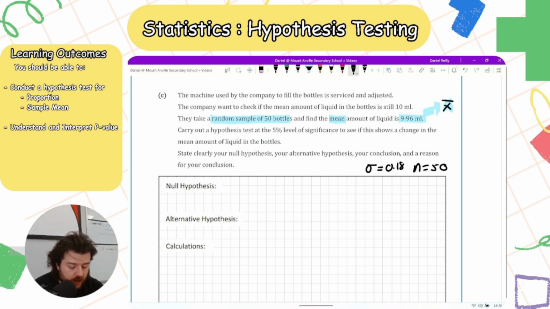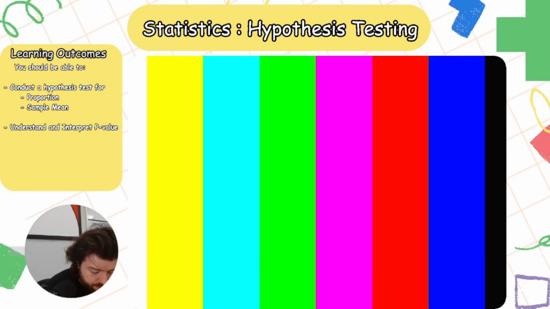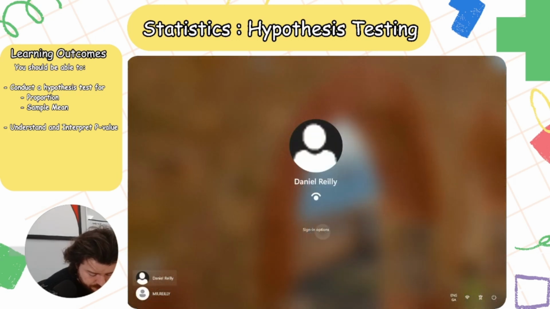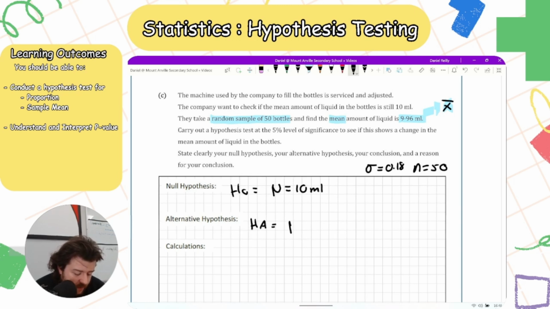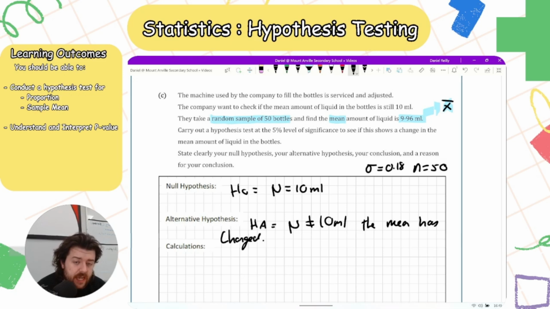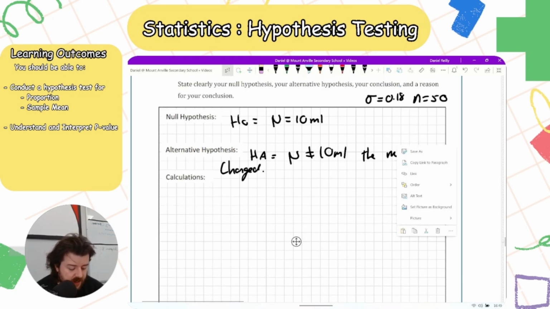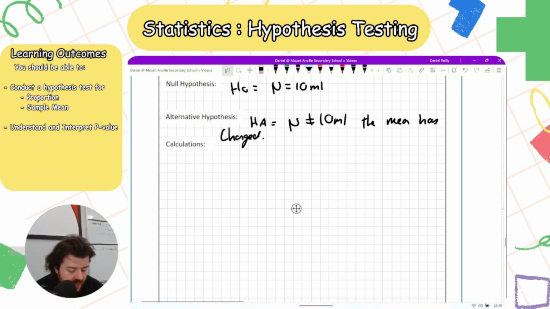So, let's state my null. My null hypothesis would be the mean is still 10 milliliters. My alternate hypothesis would be the mean is not still 10 milliliters. The mean has changed. So I need to conduct a test here. So I'm going to use the test statistic. Let me calculate my test statistic.